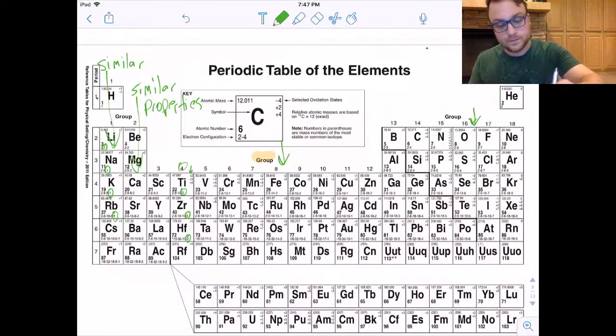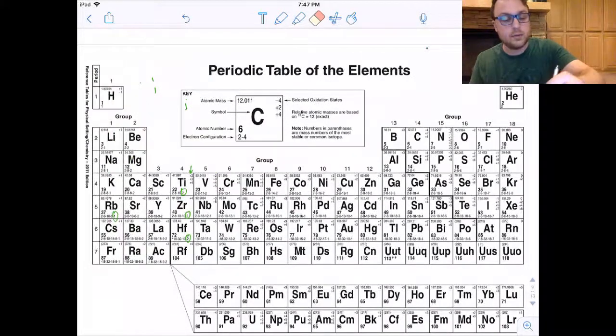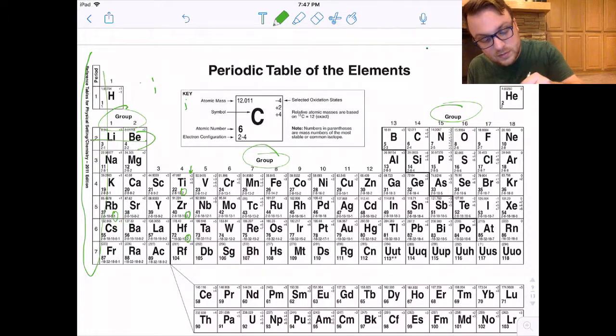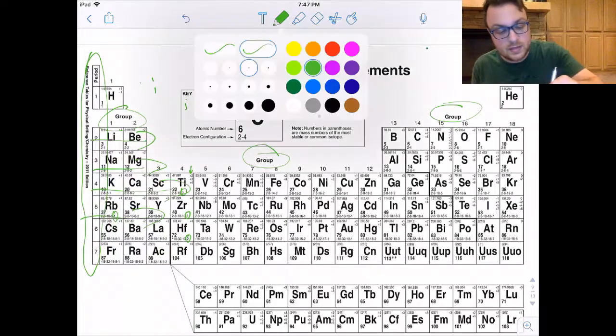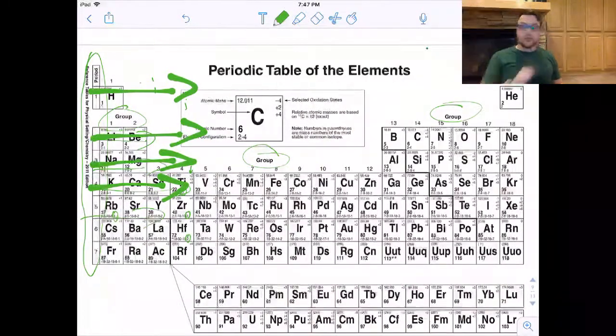So the groups are running up and down, and that's labeled here on the periodic table in multiple places. And their periods are going this way. So here are your periods. So your periods are going left to right. So period 1 is right here going that way. There's period 2, 3, 4, etc. All right, so those are groups and periods. Keep those straight.